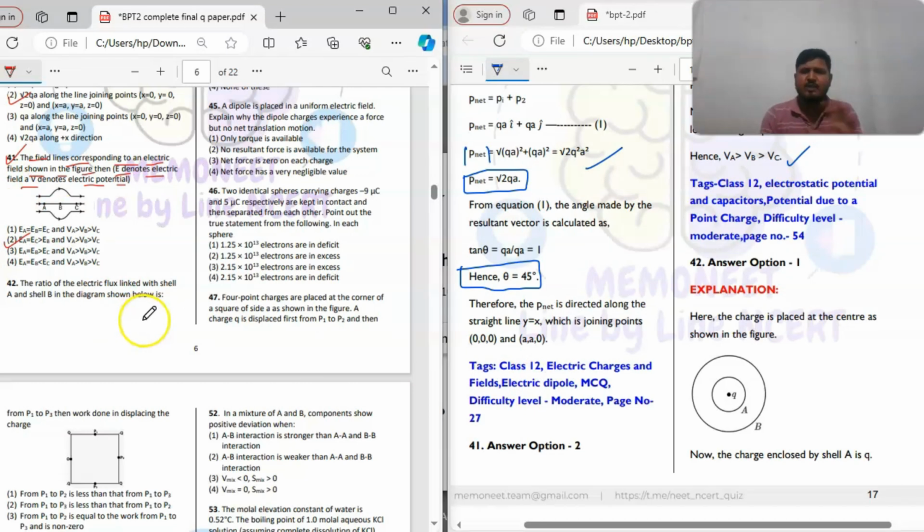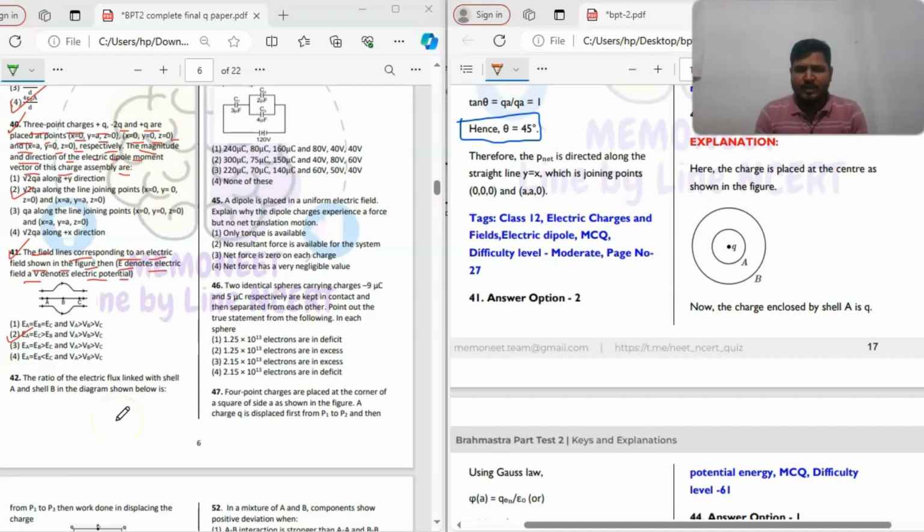Okay. So these are some ideas about the electric field lines concept. I think you might have understood the concept, right? Okay. Yes. Now move to the next question.